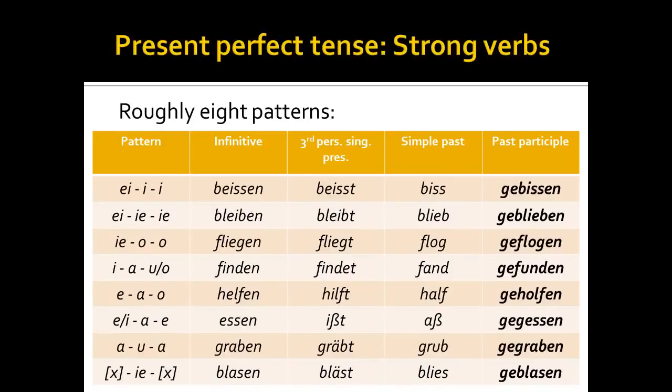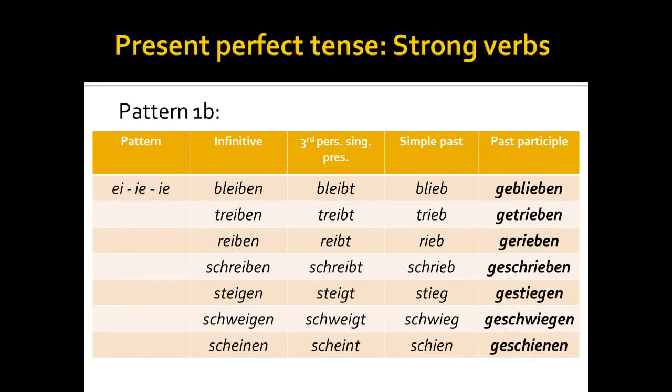So for instance, if we look at the first one, beißen, beißt. Now let's take a look at the second one. Bleiben, bleib, blieb, geblieben. Well, if we look closer at this pattern, what we call pattern 1b, we'll start to notice that other verbs also follow the same pattern. Treiben is to drive, and reiben is to rub, and schreiben is to write, and steigen is to climb, and schweigen is to be silent, and scheinen is to shine.